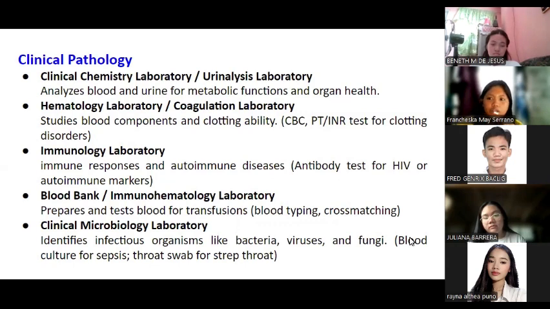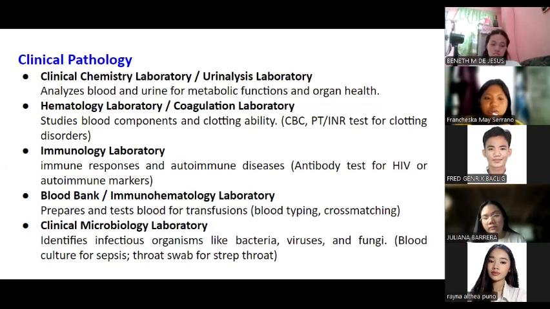For clinical pathology, ito yung I feel like as students, mas dito tayo familiar, kasi based on the type of specimen na sinasend dito, especially sa mga medtech. So first is clinical chemistry laboratory or urinalysis laboratory. Dito sinesend ang blood and urine for metabolic function of organ health.